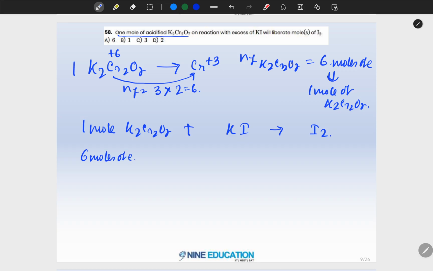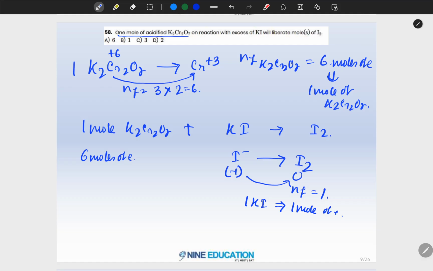So K2Cr2O7 will undergo reduction and I minus will undergo oxidation. I minus will be converted to iodine. So I minus from KI will undergo change in oxidation state from -1 to 0. So what is the N factor for this conversion? The N factor value is 1. So it signifies that for every 1 mole of KI, 1 mole of electron will be involved.